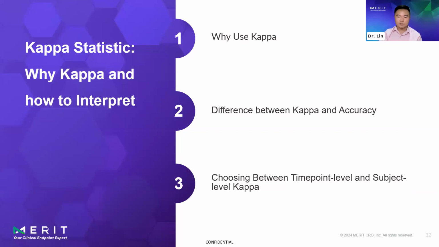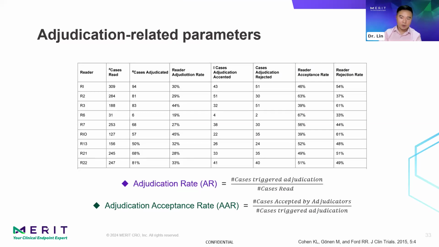And let's recall the slides we just discussed. We explored why we use the kappa statistics and how it differs from accuracy, how to interpret the kappa coefficient, the typical range of kappa values, and where to set the threshold. And additionally, we discussed whether we should choose the time point level kappa or the subject level kappa and the pros and cons of each. And for this final part, let's talk about another method of using a reader to manage other readers, which is adjudication.